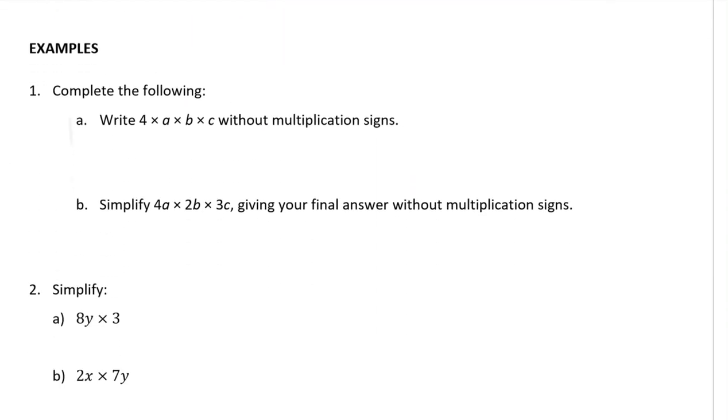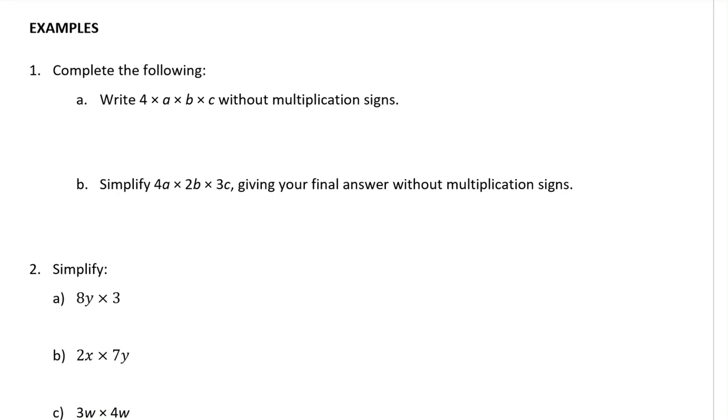Okay, so let's practice multiplying some things. Complete the following. Write 4 times a times b times c without multiplication signs. Now, all those letters are different and 4 is the only number, so all we're doing in this question is pushing everything next to each other and getting rid of the multiplication signs. So it's just 4abc.